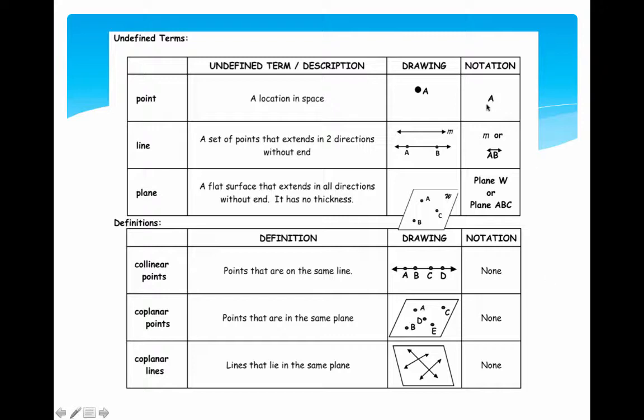And we would notate it just with the letter. And if we were to draw it, we'd label it like this. But it really doesn't have any of that. It's not the size of that circle. It's a size you can't see.